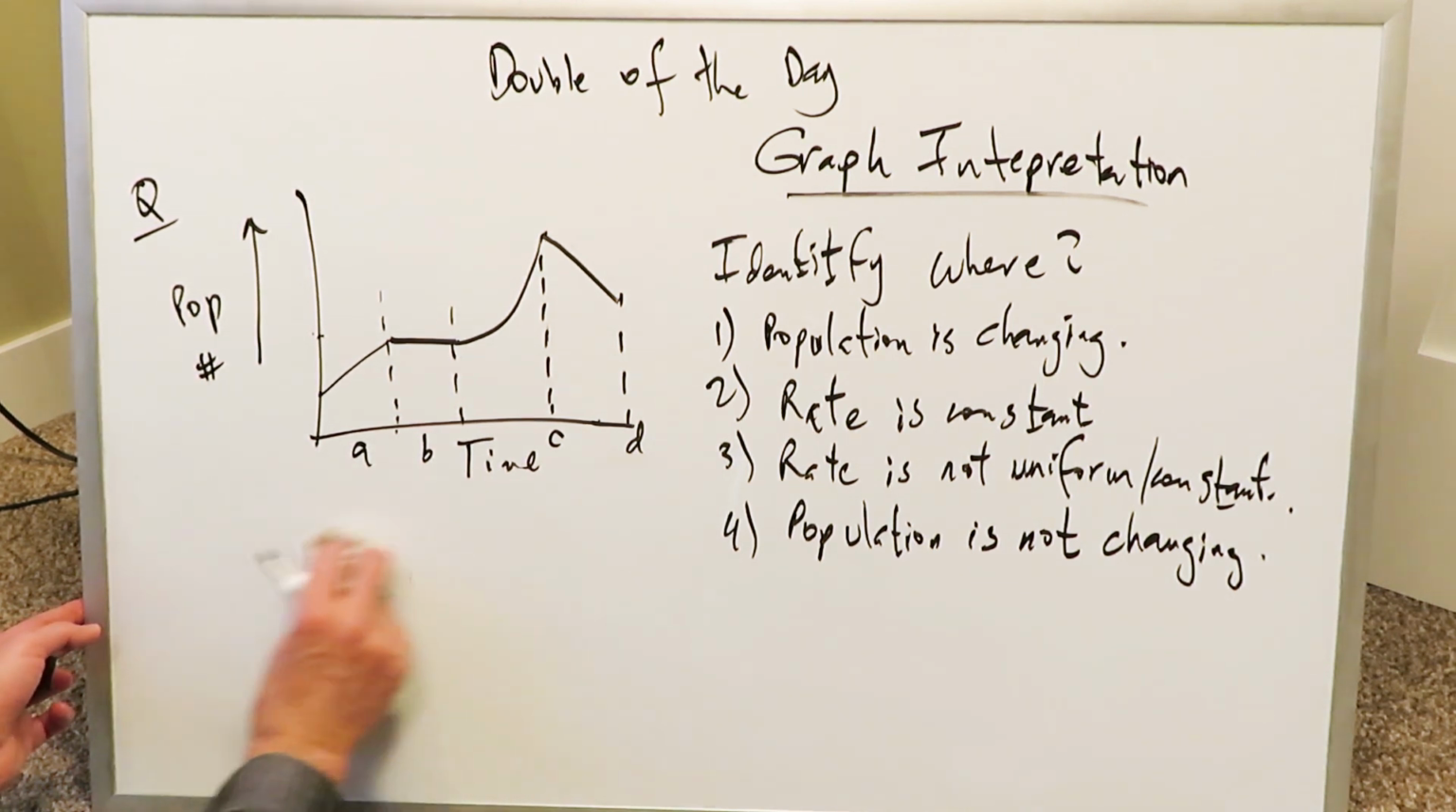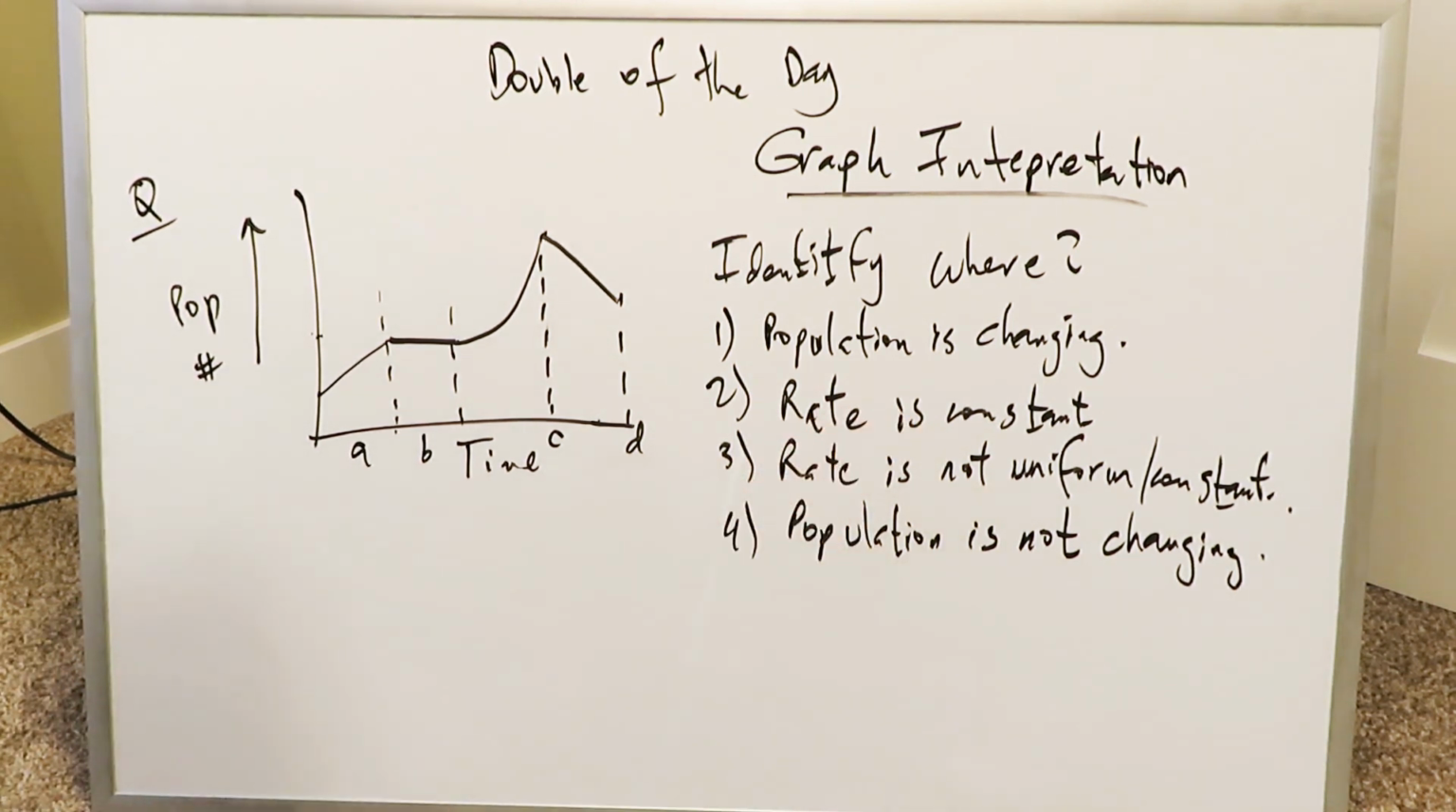Now let's look at number 2. The rate is constant. When we're talking about rate, we're talking about slope. Where is the slope constant? Slope can be constant and uniform where, if you have two specific x-axis values in the same interval, you calculate the slope, and then you pick another pair of values in that same interval, the slope would not change. The slope does not change where you have a straight line.